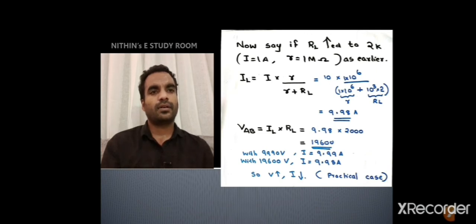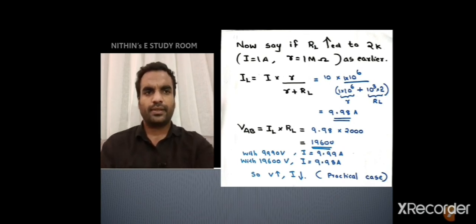And R is equal to, internal resistance is same, 10 into 10 raised to 6, and RL is equal to 2 kilo ohm. 2 kilo ohm means 2 into 10 raised to 3 is here. Okay, and internal resistance is equal to 1 mega ohm. This is the resistance in the opposite branch, that is internal resistance 1 mega ohm.